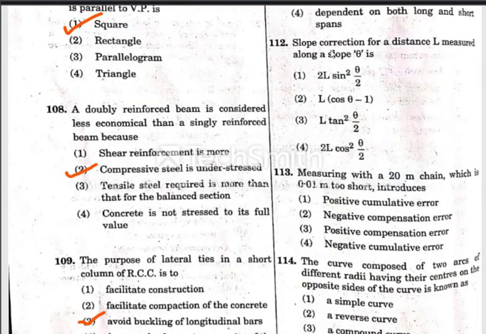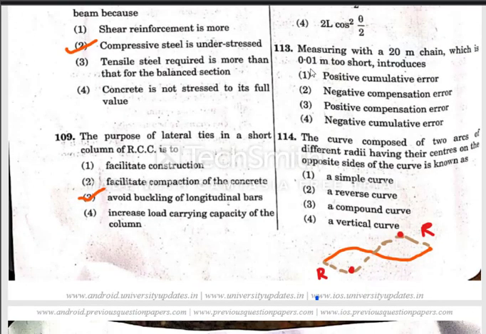And the next question, slope correction for a distance L measured along a slope theta is. The slope correction is 2L sin square theta by 2. So 2L sin square theta by 2 is the correction of a slope for a distance L and slope theta. So option 1 is the correct answer for this question.